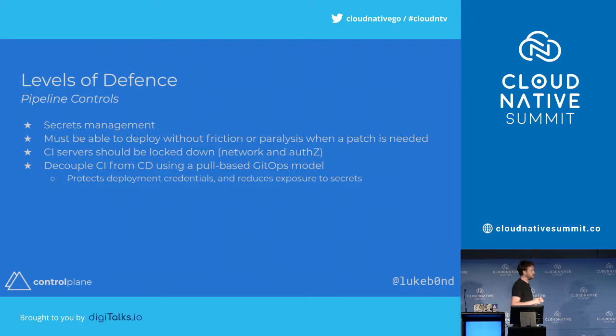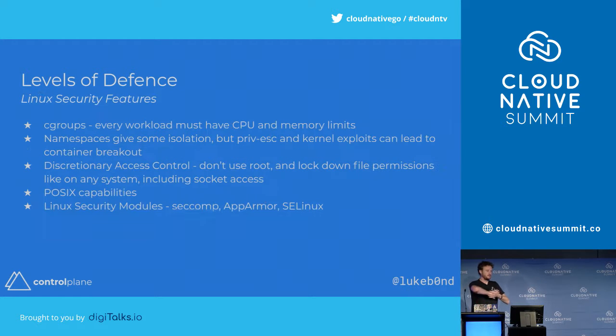But also you could use a GitOps style pull-based model. We had a few people talking about this today. This helps to protect the credentials that are in the pipeline. And obviously locking down your CI server.